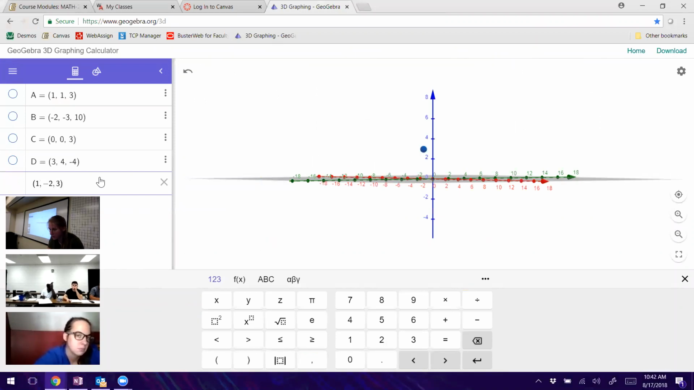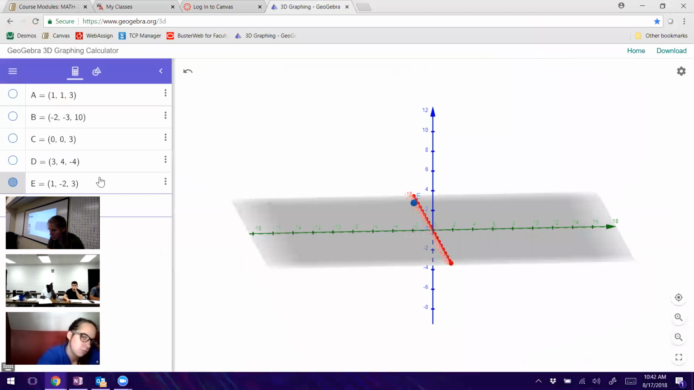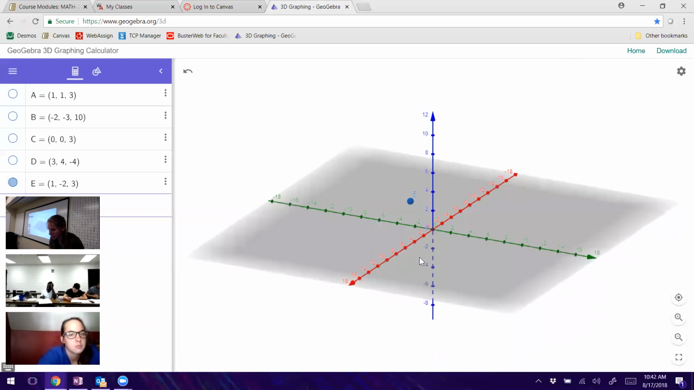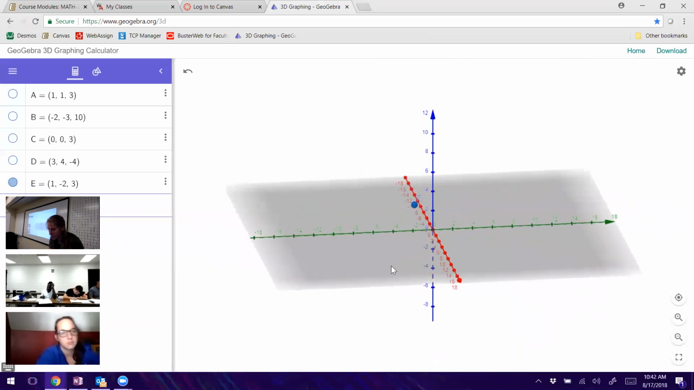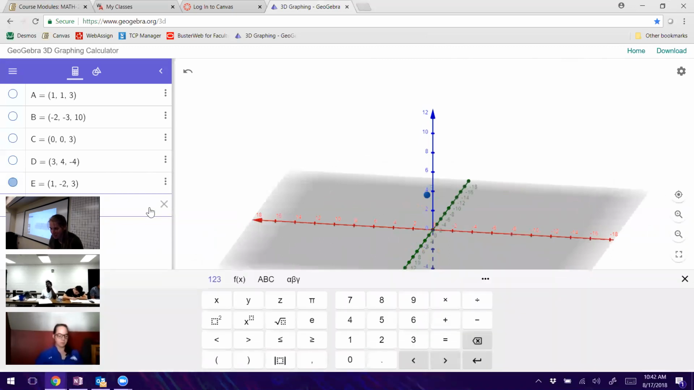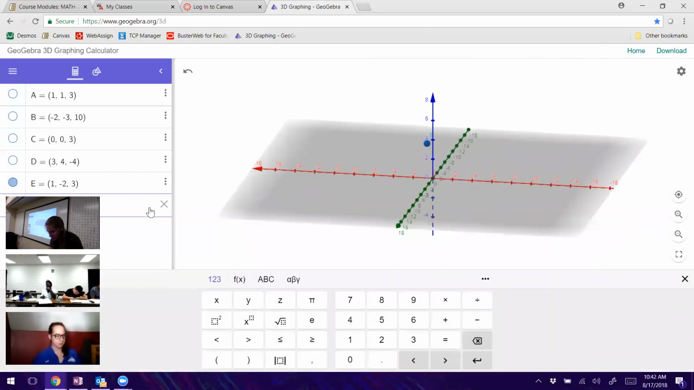Let's do this. So there's the first point. See, every now and then it spins. Now I don't know what I'm doing to make it spin, but there we go. Okay, so there's the first point. Second point is 2, 1, 0.